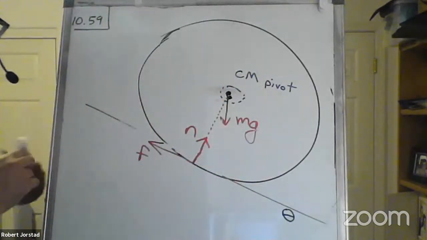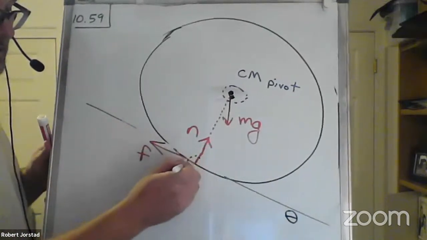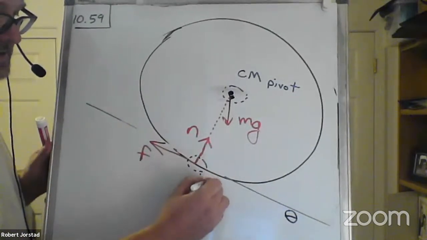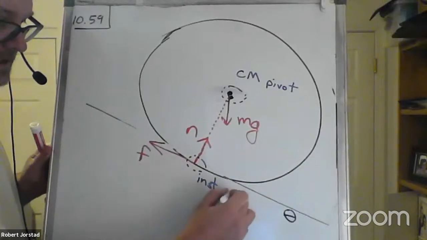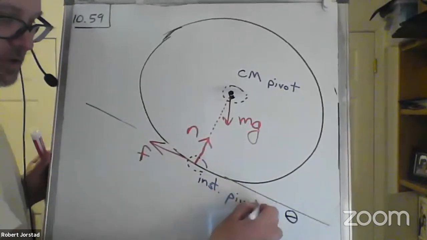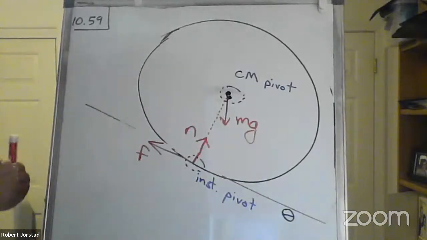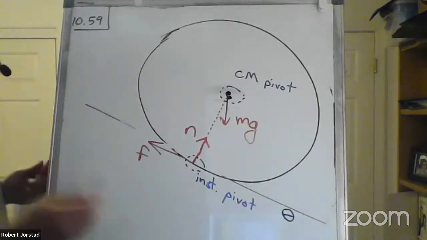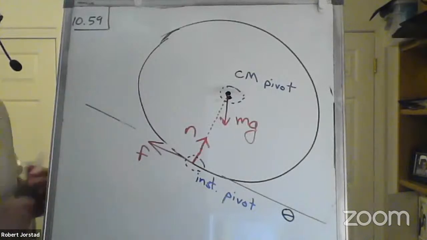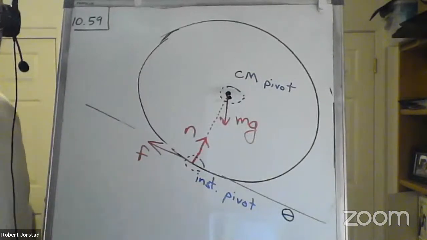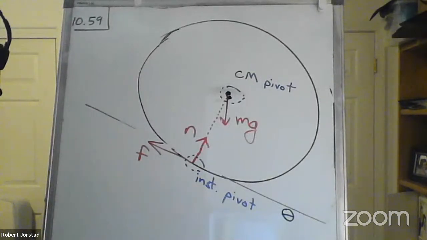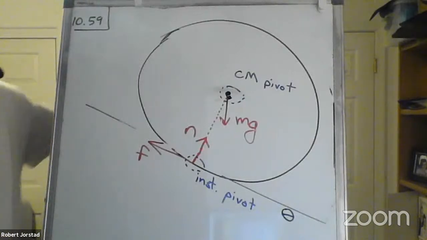However, there's a special thing we could do. We could actually call this the instantaneous pivot. That's what I was saying just a minute ago about this thing swinging down the roadway, about this pivot that keeps changing locations. At any one instant, you could view the point of contact with the road as a pivot. If this is the pivot, which forces cause no torque? Friction and normal force. Yes.